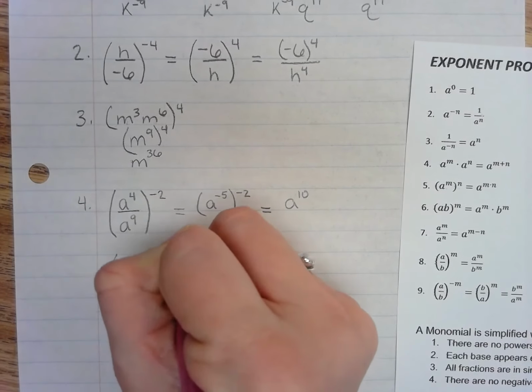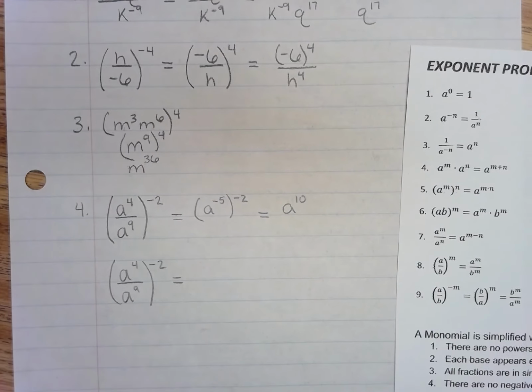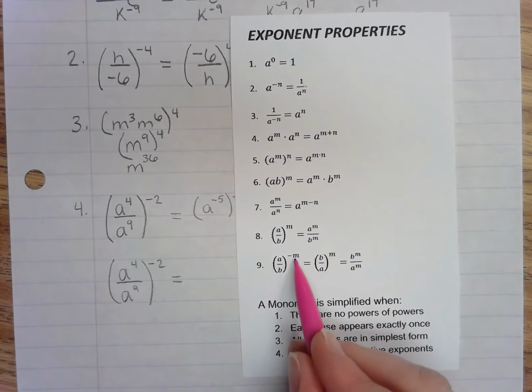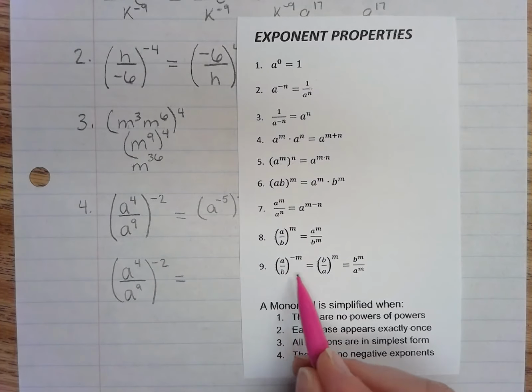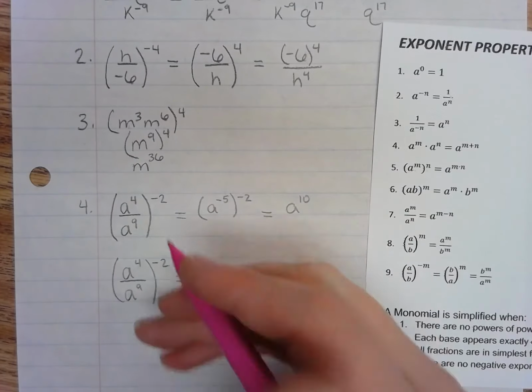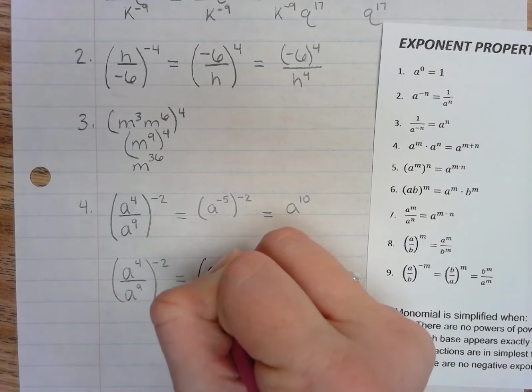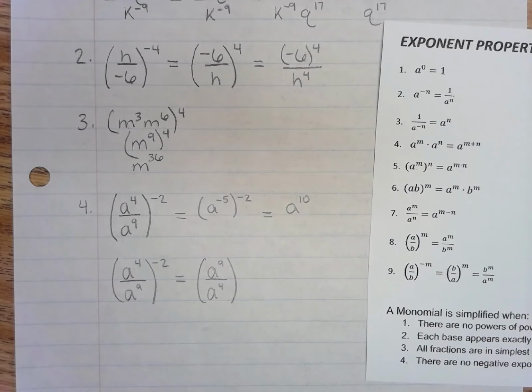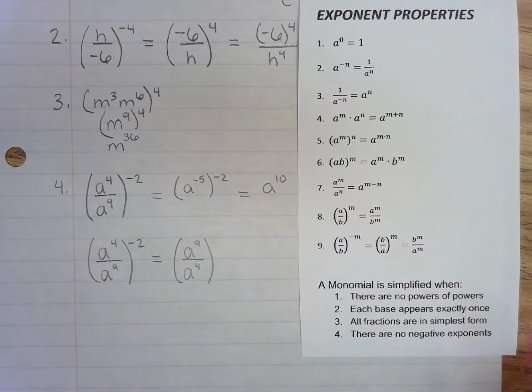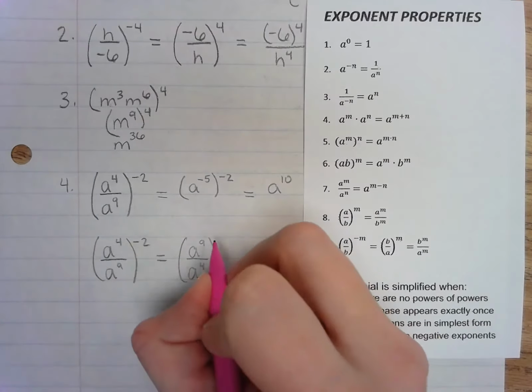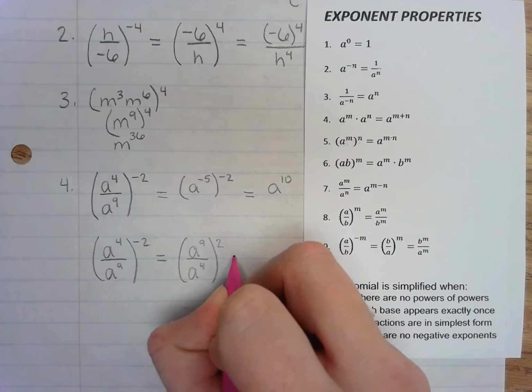So if you did want to start with dealing with that -2 first, notice the property said if we have a negative exponent on our fraction, we can flip the fraction. So let's do that. A to the 9th over a to the 4th, where our numerator and denominator stay the same, they just flip the positions that they're in. And by doing that, our property says that our exponent's going to become positive. So that's going to become a +2.